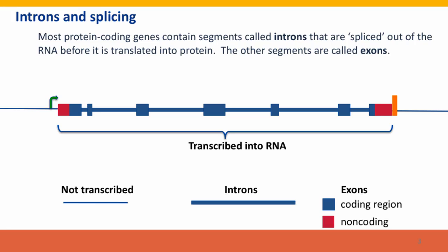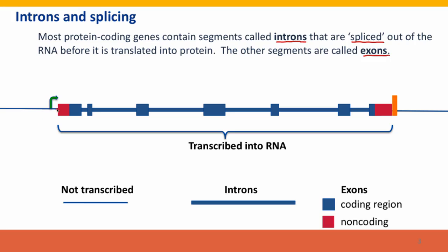They're called introns, and they have to be cut out. The term we use is they need to be spliced out of the RNA before it's a functional messenger RNA and is ready to be translated into protein. The segments that are kept are called exons, and I said the segments that are discarded are called introns. So here's a diagram of a fairly typical gene.